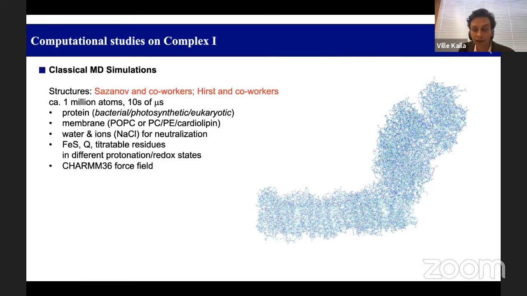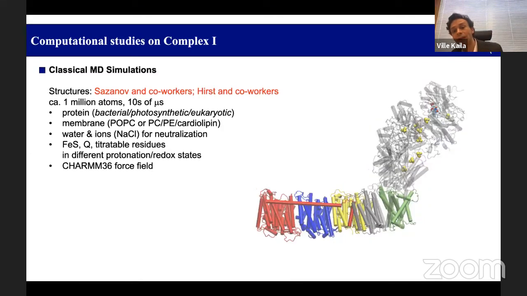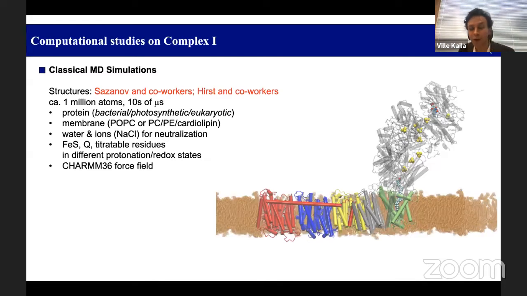Solved in recent years. Then this is a proton pump, so you need to concern yourself about the protons. This protein has more than 1,000 titratable groups, and we usually aim to assign protonation states by a Poisson-Boltzmann electrostatic approach coupled to a Monte Carlo sampling of the different states to get at least an idea of good starting conditions in the simulations. Then we need to model the substrate quinone and build a membrane.